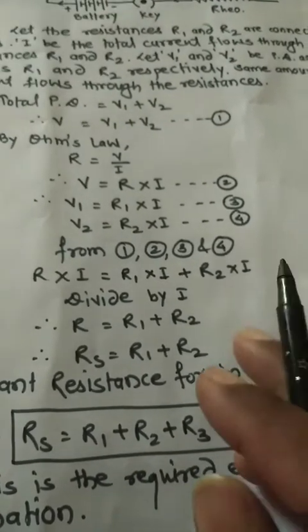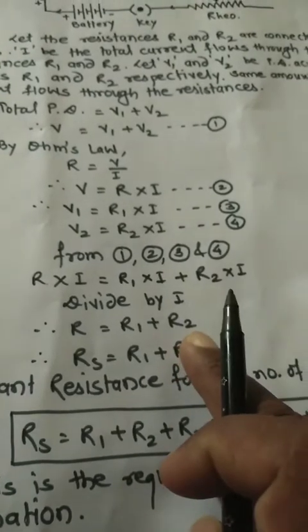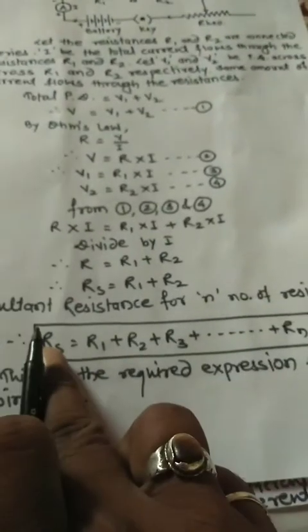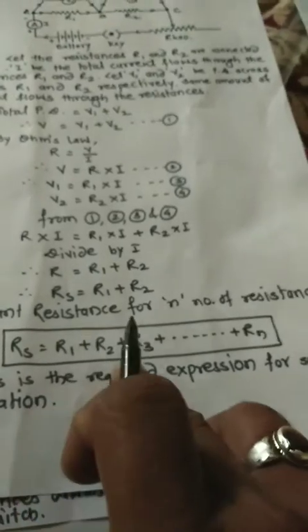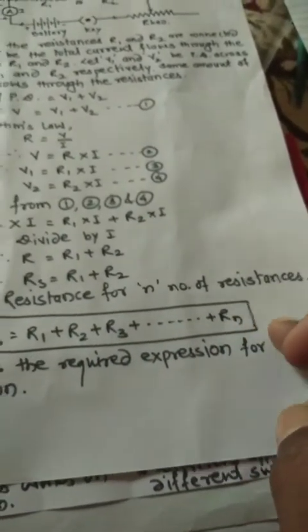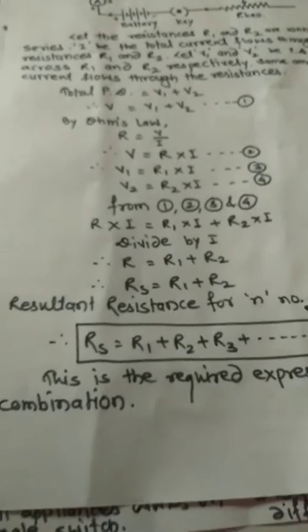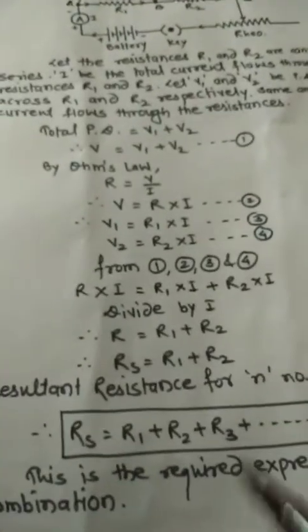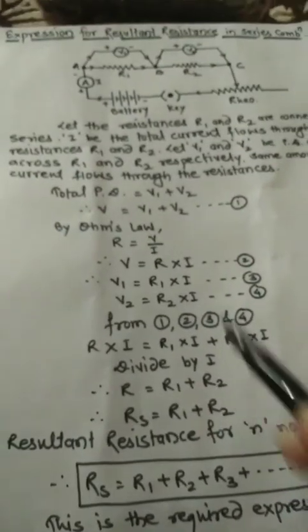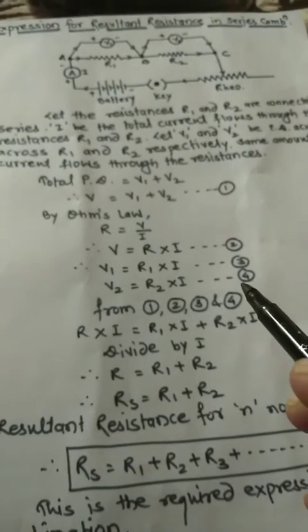So it is for two resistors. So what is the total resistance for n number of resistances? What is the formula? RS equals R1 plus R2 plus R3 plus dot dot dot plus RN. By using this formula, we are going to solve the numericals. So keep this formula in mind. It is very, very important.